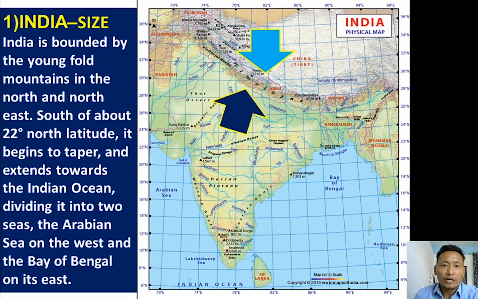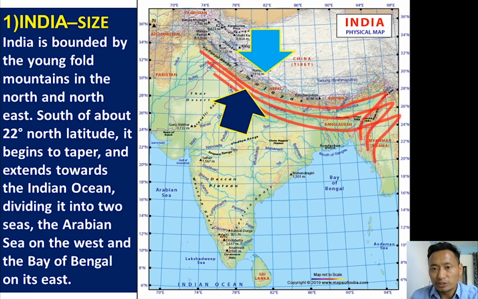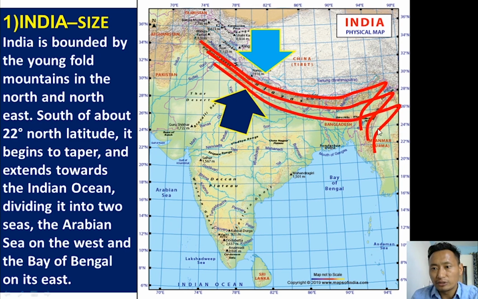India is bounded by young fold mountains in the north and northeast. So these three lines show the Himalayan mountains. Young fold mountains here means the Himalayan mountains. In geography, we consider the Himalayan mountains a very young mountain range compared to other mountains of the world.